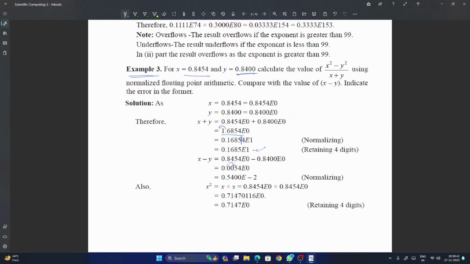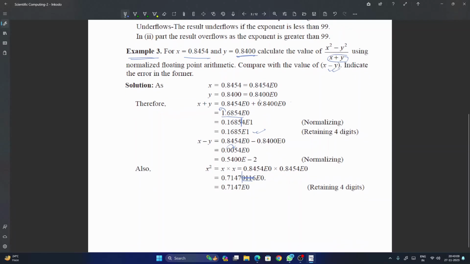After that, we now have the x minus y values and the x plus y values. Now we calculate x square minus y square. So here x square is equal to x into x, that means 0.8454 into 0.8454. After the multiplication it will be 71470116 E0. Now this is a normalized form, so it will just truncate after the 4 digits, truncate all these values, and after that you have only 0.7147 and E0. So this is the value of x square.